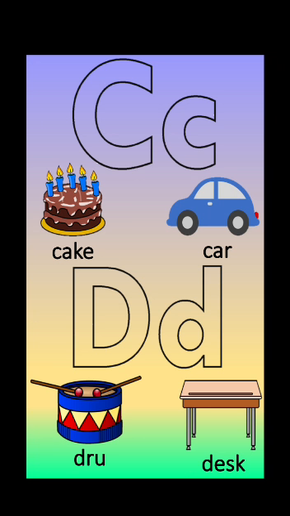The next is letter C. And the sound of letter C is K. C for cake and C for car. Now the next letter is letter D. And the sound of letter D is D. D for drum. D for desk.